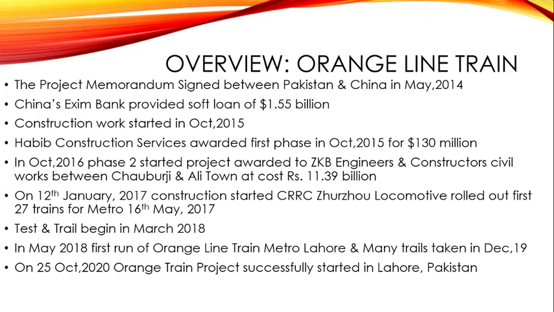Zhuzhou locomotives rolled out the first 27 trains for the Metro on 16th May 2017. After this, the tests and trials began in 2018, and in May 2018 the first run of the Orange Line train Metro Lahore took place. Many trials continued until December 2019, and on 25th October 2020 the Orange Line project was successfully started in Lahore to serve common people.